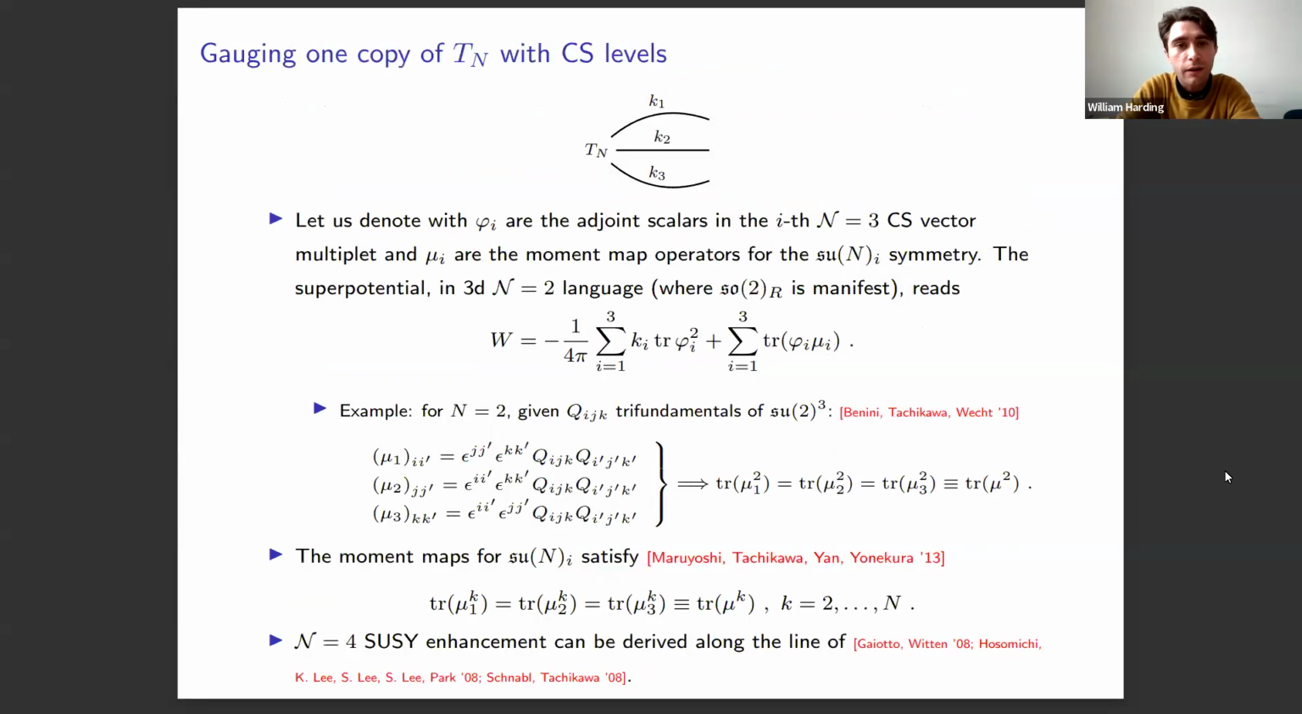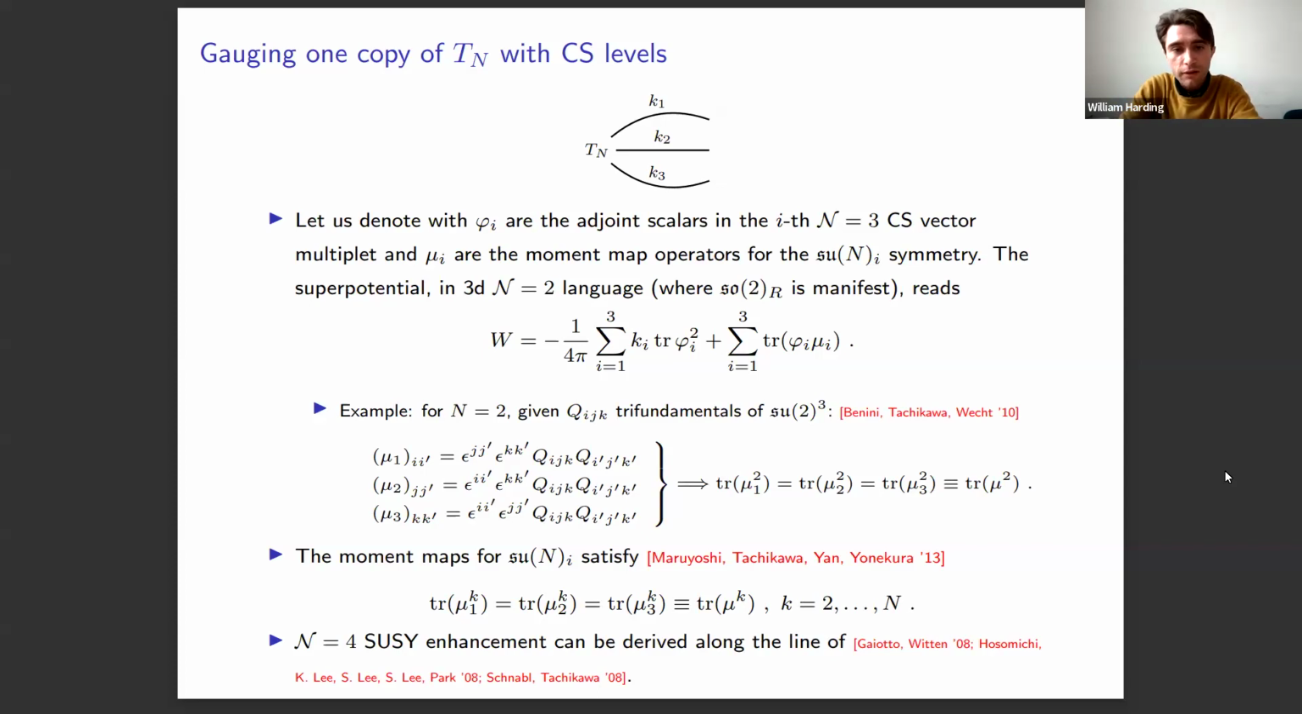Okay, so now let us look at field theory and let us consider 1 copy of Tn whose flavour symmetry is gauged with Chern-Simons levels K1, K2, and K3. Now, let us show theoretically why there is n=4 SUSY enhancement, if the ATT condition is satisfied. Now, given this theory, let us denote with phi I the adjoint scalars in the ith n=3 Chern-Simons vector multiplet, and with mu I the moment map operators for the SU(N_I) symmetry of Tn.